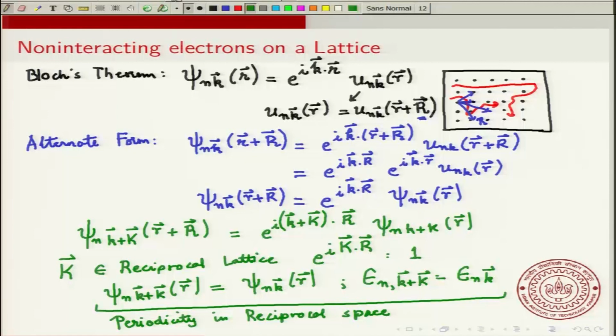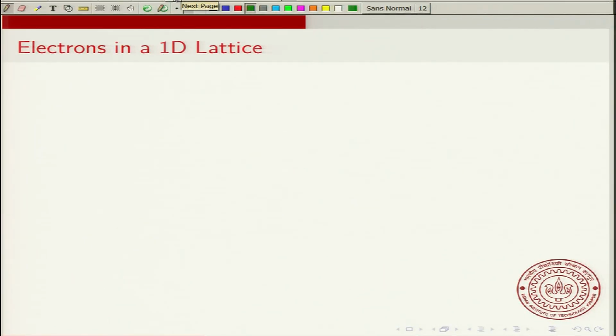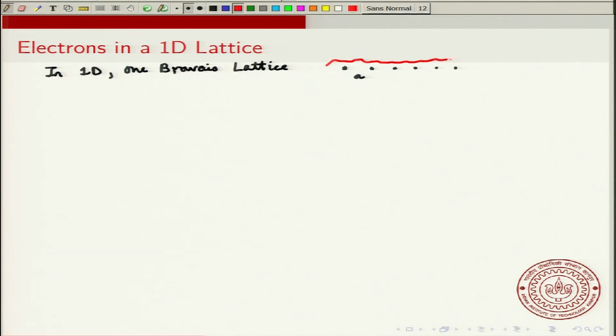Okay. Now what else do we want to say? So now let us use these ideas in looking at electrons on a one dimensional lattice. Now if you have only one dimension, there is only one Bravais lattice, and you can think of this lattice as just atoms on a line equally separated by distance a. Okay, so they are equally spaced by distance a, and if you have all these ions, and now you have electrons that are going in this. Okay, so this will be a very nice illustration.